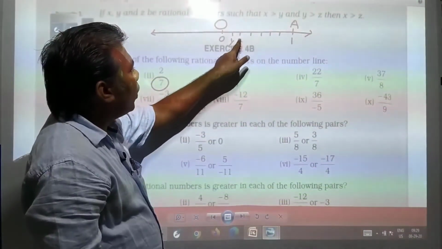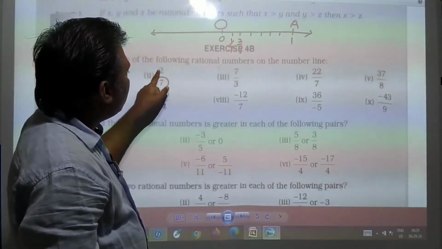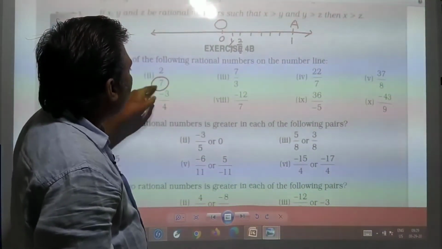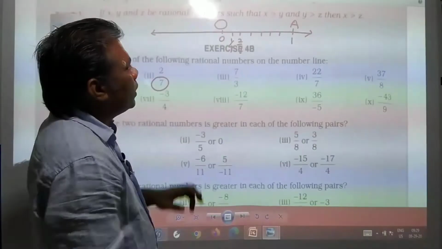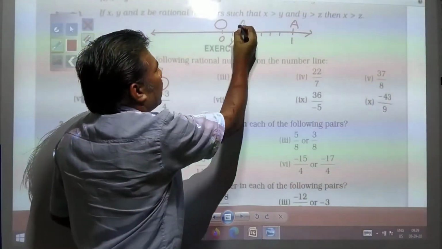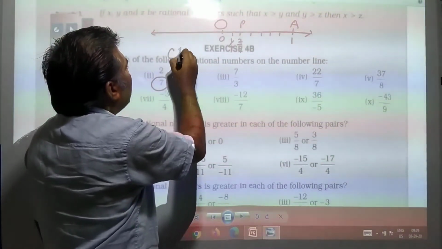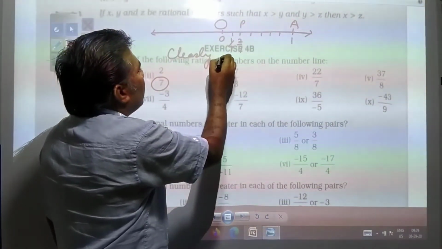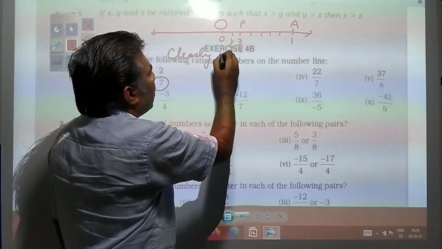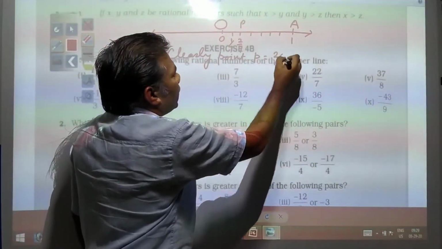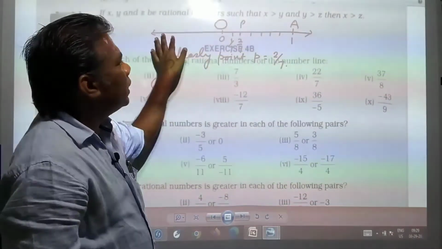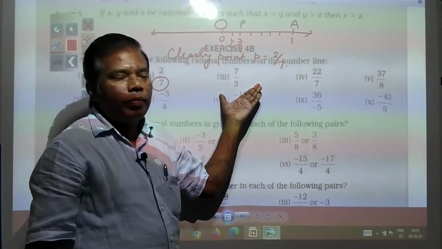So this point what you have got is 2 by 7, that was your desired rational number, which was required to be represented. Name it, suppose P, and write down clearly point P is equal to 2 by 7, and this will be your answer. In this way this is required to be done.